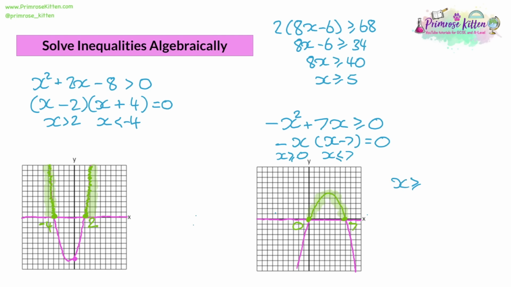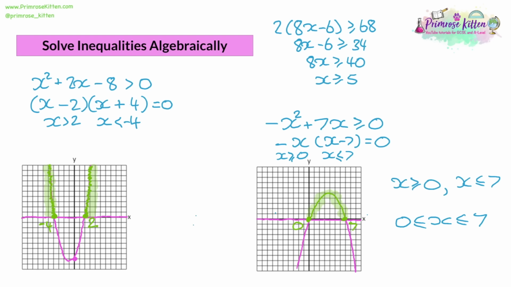So x is greater than or equal to 0 and x is less than or equal to 7. They can be combined into 0 is less than or equal to x, and x is less than or equal to 7. So both of these are the same thing. They represent the same information, but you can just combine them together so you're writing down less x's, less to write, basically.